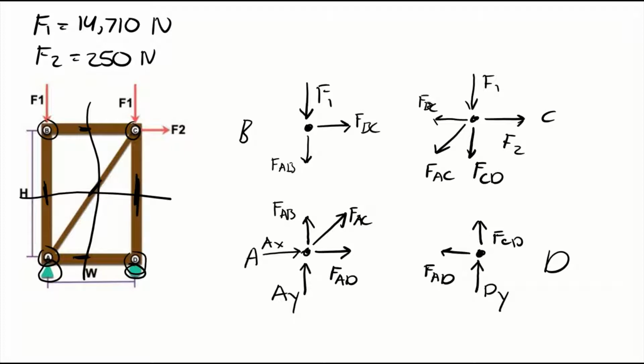Now, this is each joint broken apart with the forces acting on it. So moving forward, I will go through joint by joint and solve the forces acting at each joint. So then we'll end with a truss where we know all the forces acting at each point.